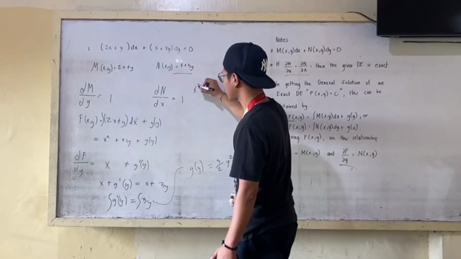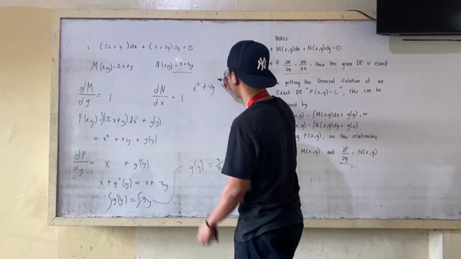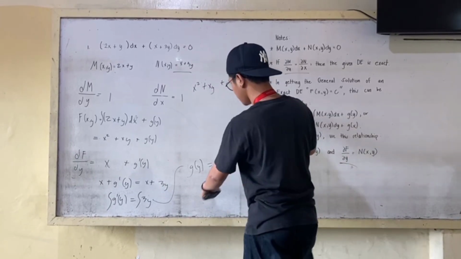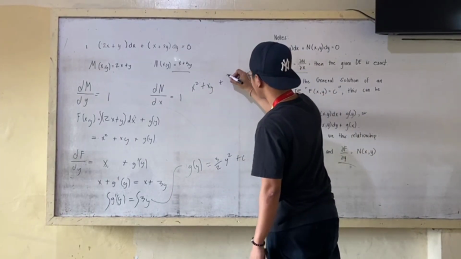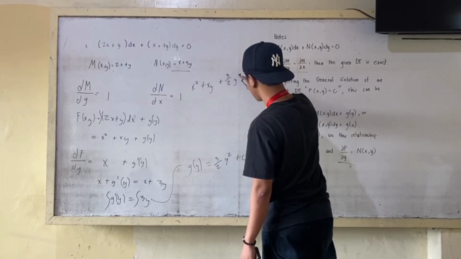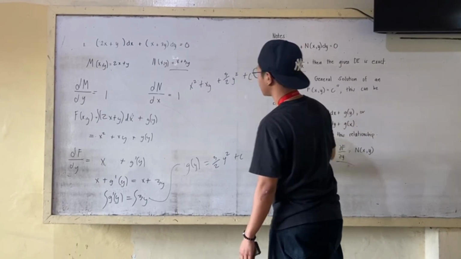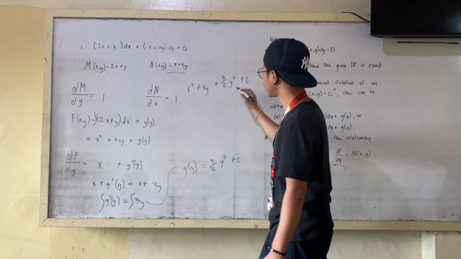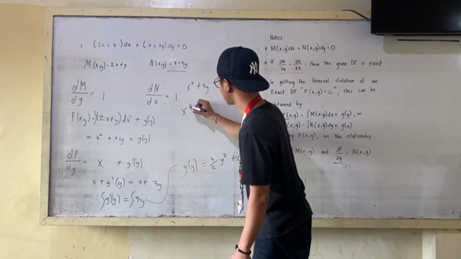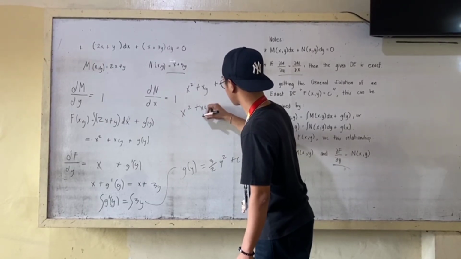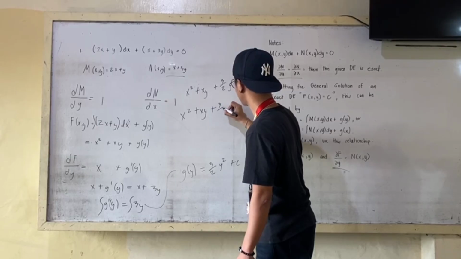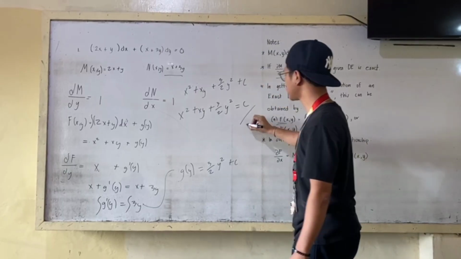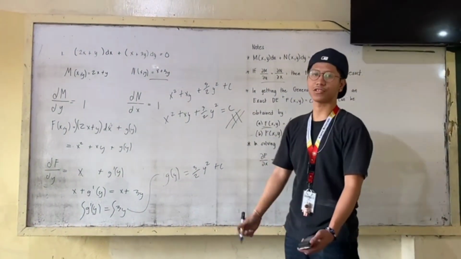So x squared plus xy plus, copy this, plus c. To get the general solution is just to rewrite this, and this is the final solution, the answer.